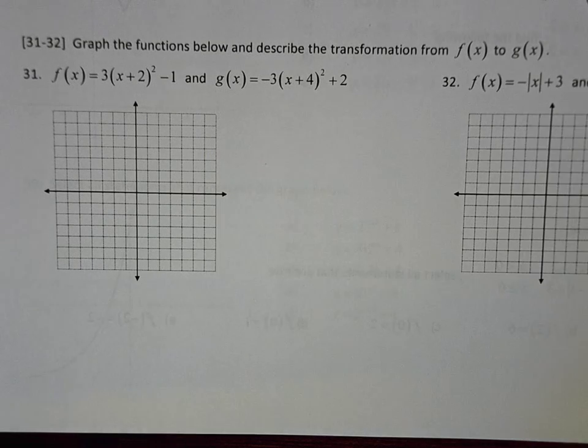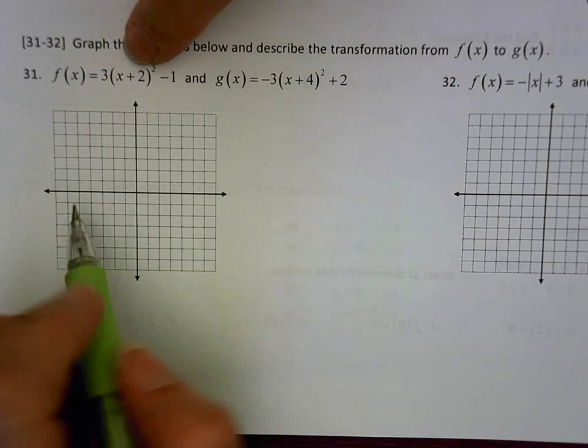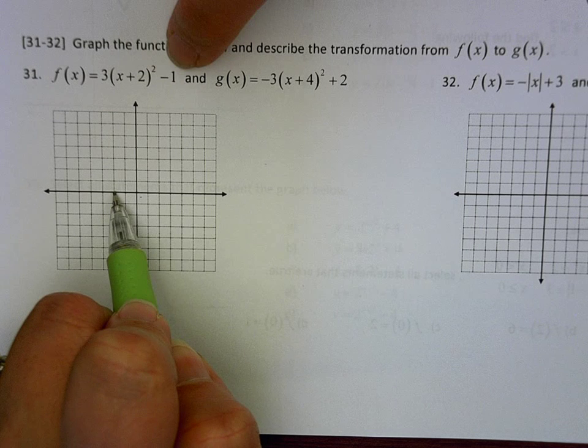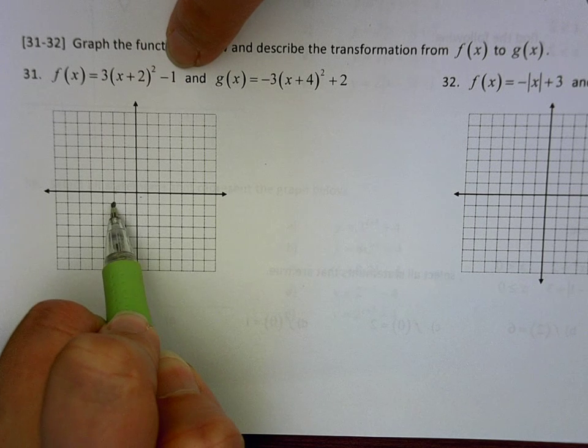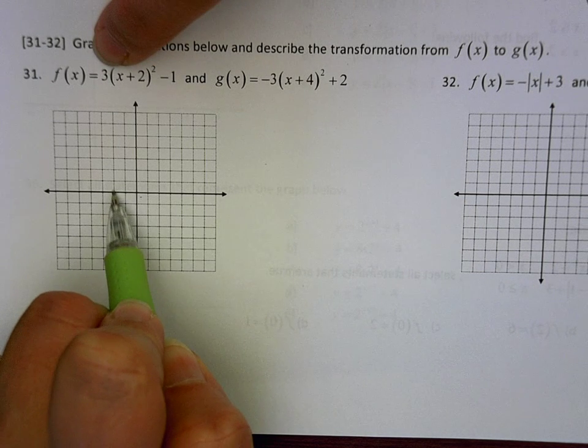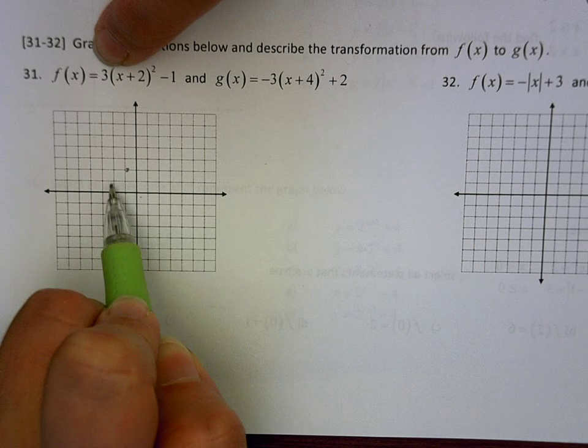So my start would be at -2, -1, and my stretch would be 3. So up 3 over 1, up 3 over 1. I know it's a parabola because of the squared.